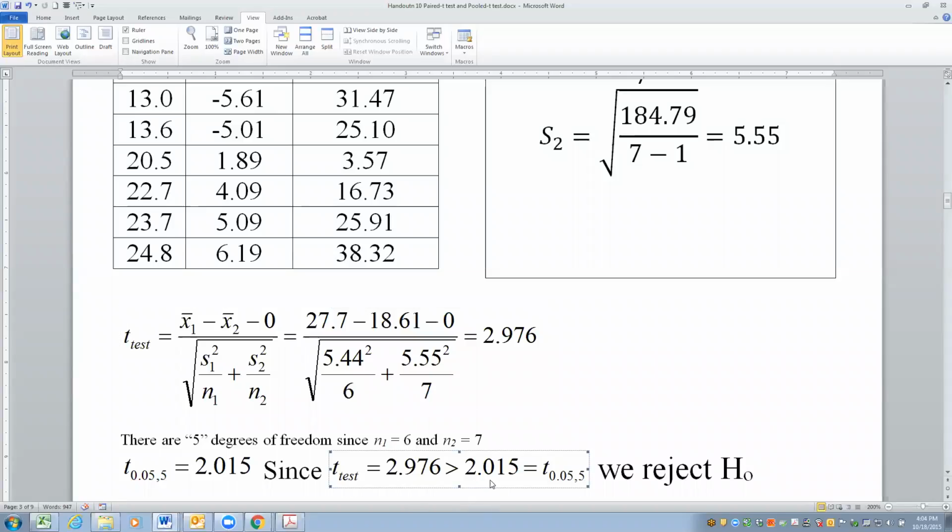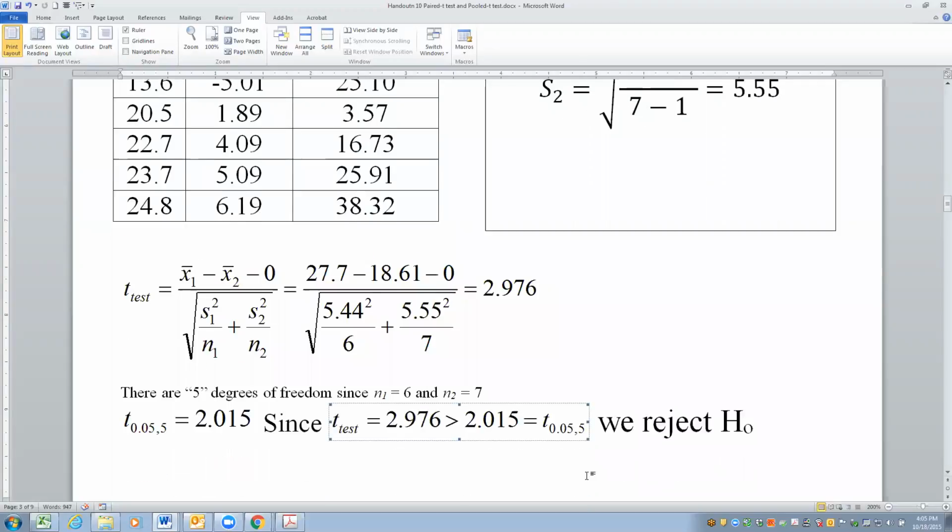Because my test statistic is greater than 2.015, we know we would reject the null hypothesis and conclude that the normal diet has a higher half-life than the high fiber diet.